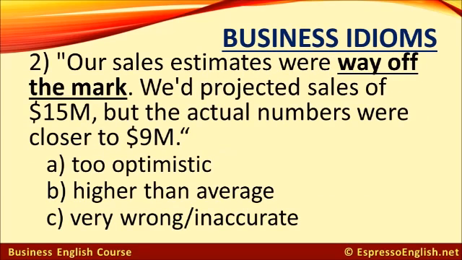Number 2. Our sales estimates were way off the mark. We'd projected sales of 15 million, but the actual numbers were closer to 9 million. Does way off the mark mean A, too optimistic, B, higher than average, or C, very wrong or inaccurate?